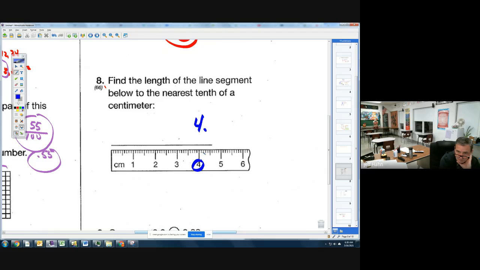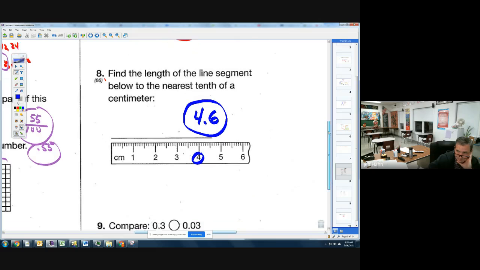There's 1, 2, 3, 4, 5, 6. So it is 4 and 6/10 of the next centimeter. 4.6. If it asked you for it in millimeters, it would be 46, but in centimeters, it's 4.6.